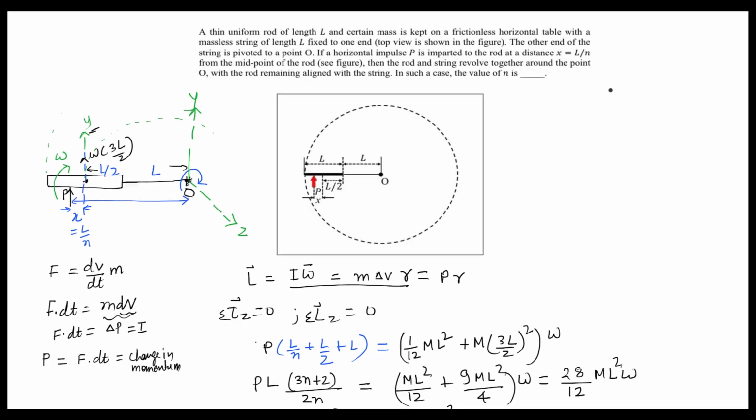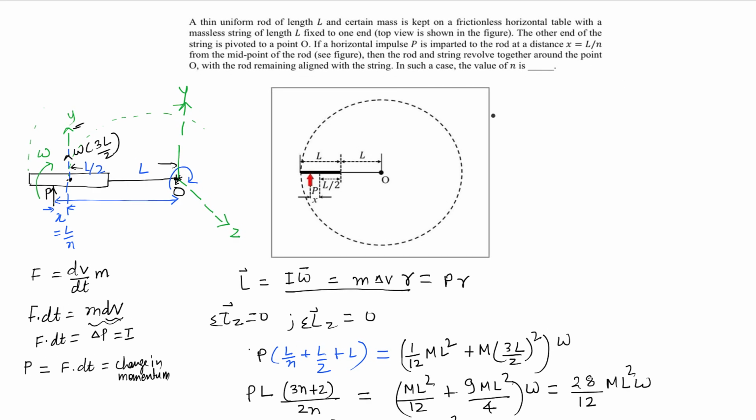Also, one of the most important things to understand here is why the string would remain tight when the rod is moving in the circle. The reason is that when the rod is moving, there is a pseudo force acting along the radius vector, and that will be balanced by the tension in the string, and therefore the string will always remain completely tight. There was some concept to learn here.